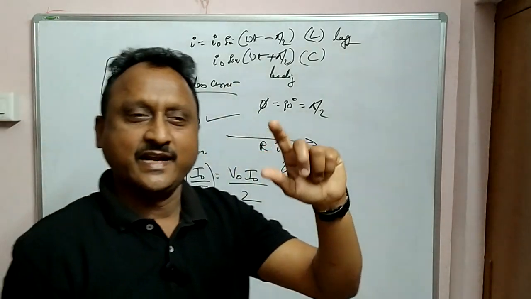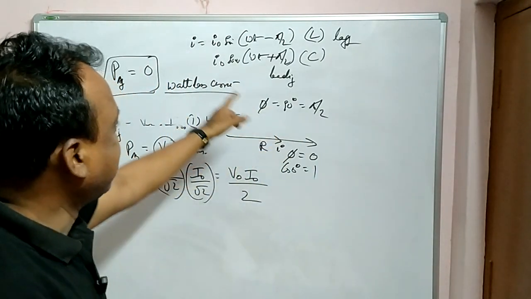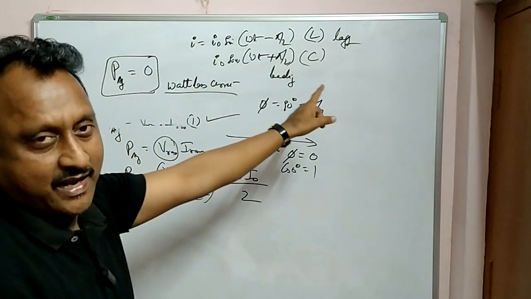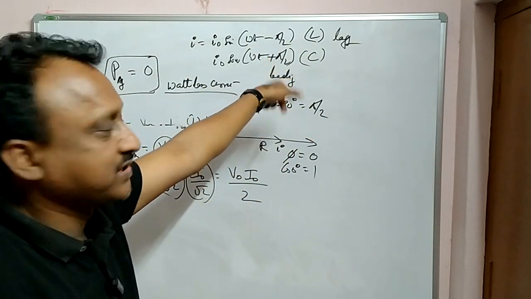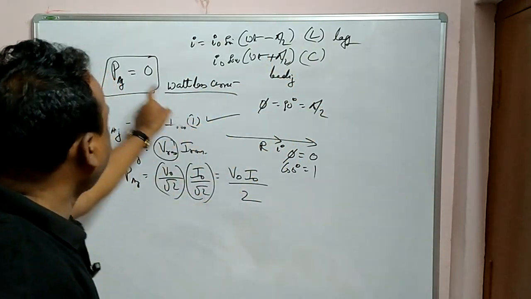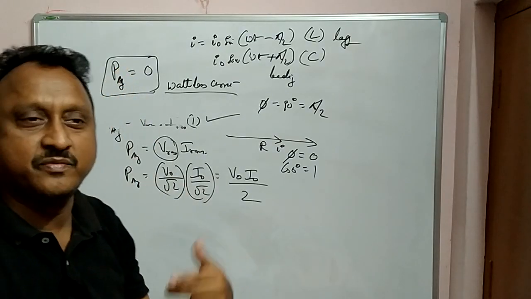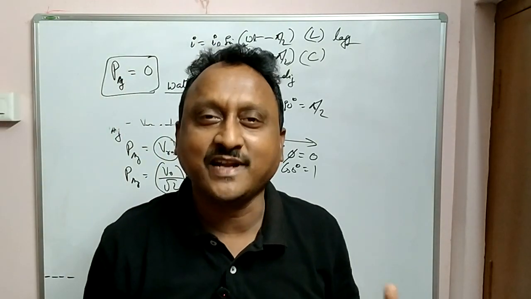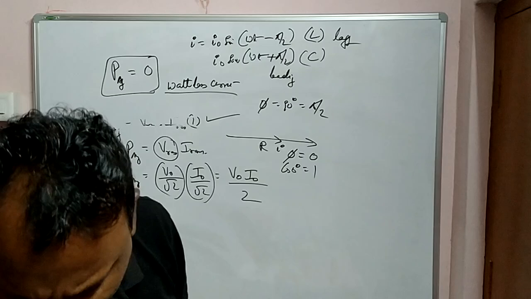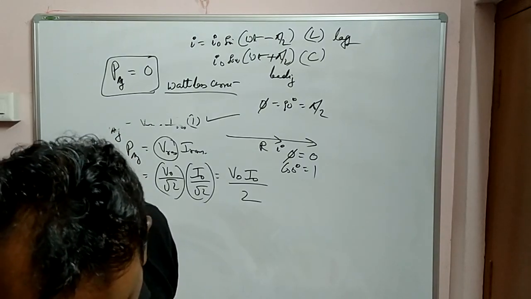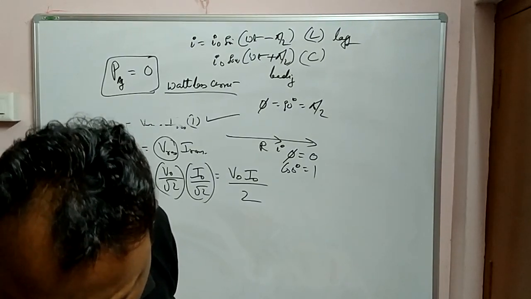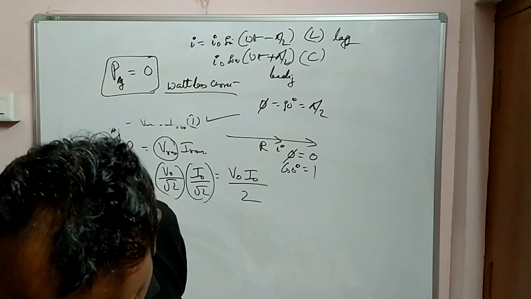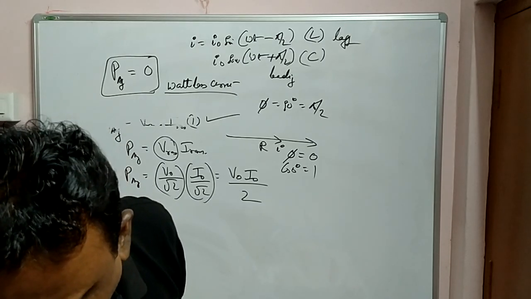Okay? So when inductor or capacitor is there, cos 90, because phi is equal to phase difference, which is pi by 2. So cos 90 is 0, so average power consumed is 0. No power consumed. It is called wattless current. Okay? So very important thing in both the cases. Power is 0, average power. Clear? Right.